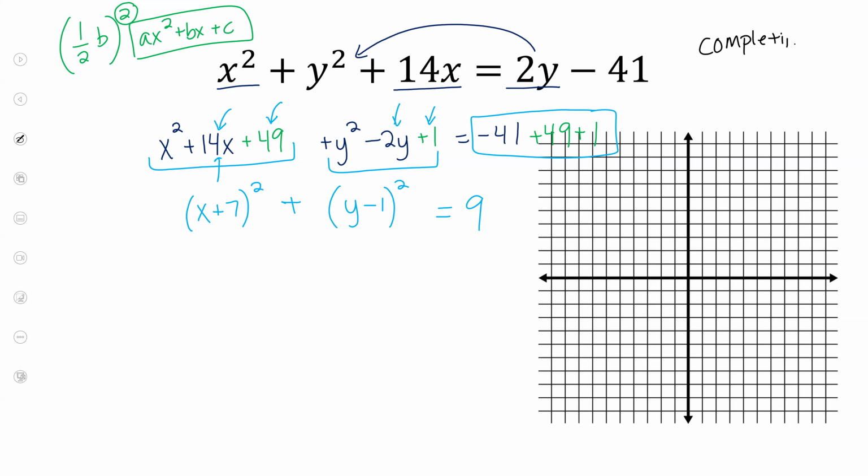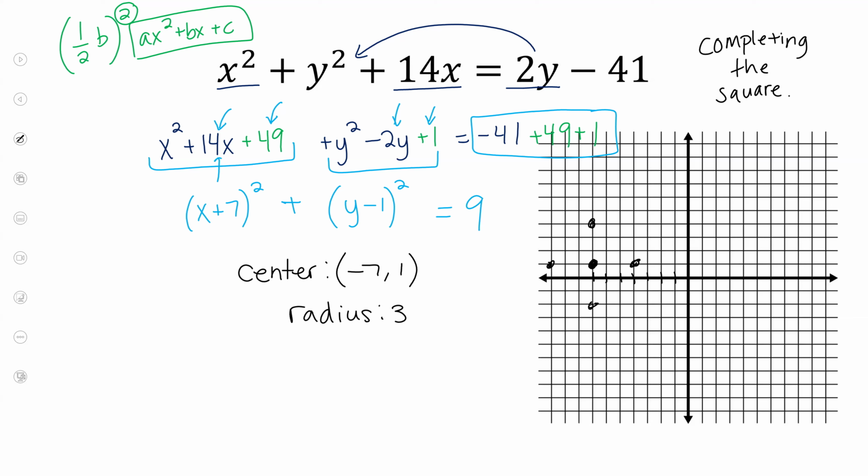Completing the square. There are thousands of videos online that teach this concept. Okay, so now that it is in standard form, I can see that the center is at (-7, 1) and my radius is 3. Now I can graph it. 1, 2, 3, 4, 5, 6, 7. +1 is here. Radius is 3. So go out 3 in all directions. This is my circle.